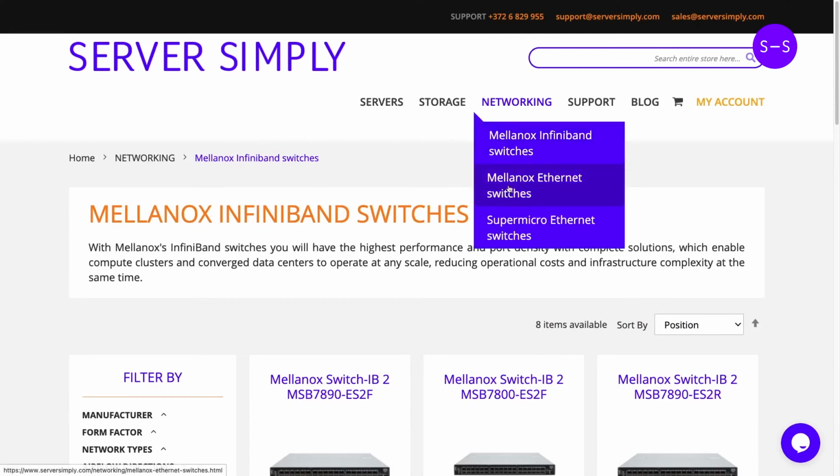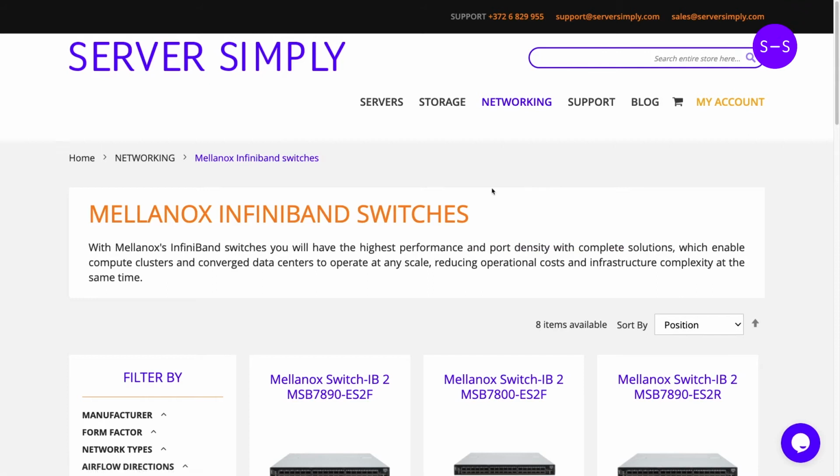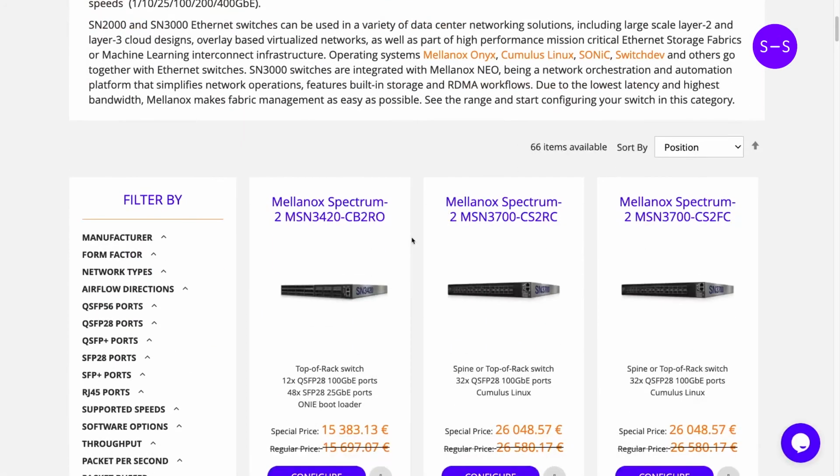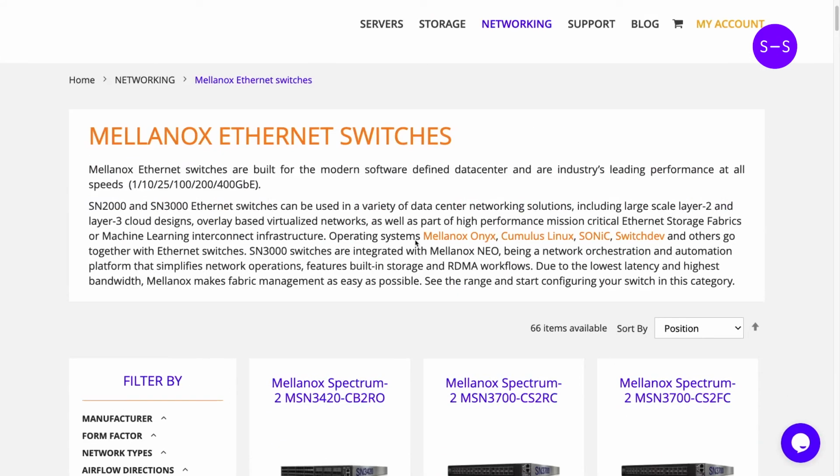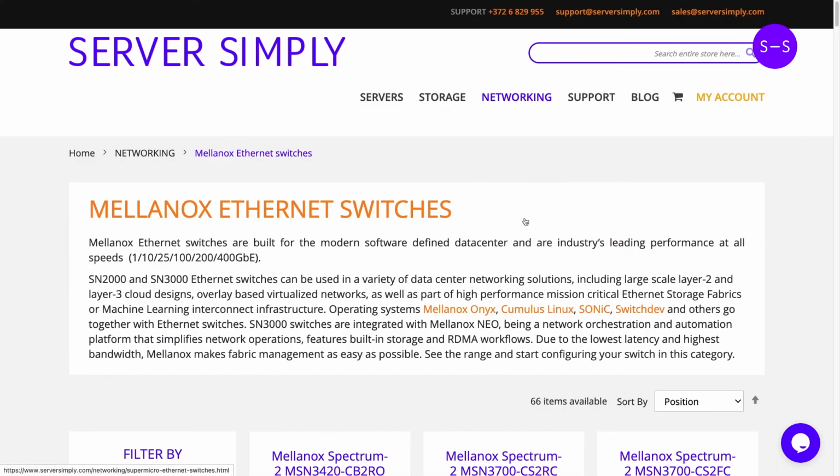And the Ethernet switches are in 2 sections at the moment by manufacturer: Mellanox Ethernet switches and Supermicro Ethernet switches. This is actually a very simple and straightforward selection that is basically divided by the manufacturer.